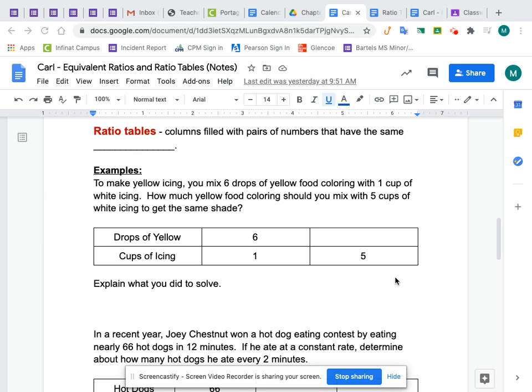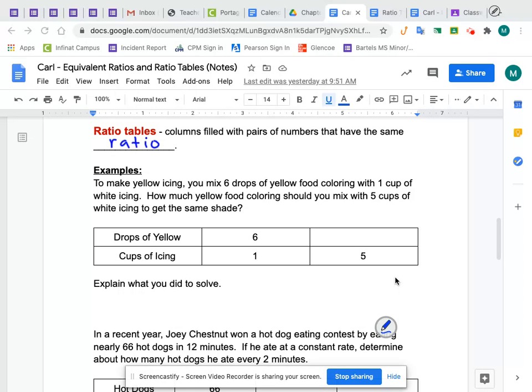The second part of our equivalent ratios and ratio tables notes is to work with a ratio table. Don't freak out about the table. Just know that this helps you organize information, and hopefully for some of you, it'll help you see the numbers more clearly. So ratio tables are columns filled with pairs of numbers that have the same ratio. Today what you're going to end up doing is making equivalent ratios in table form.